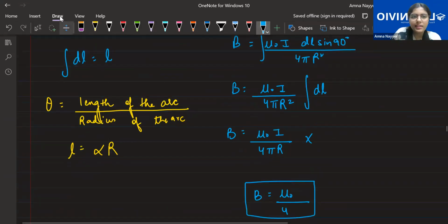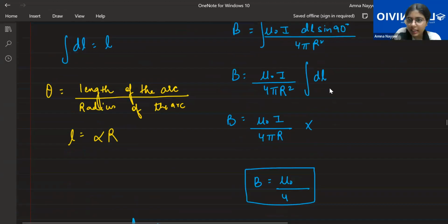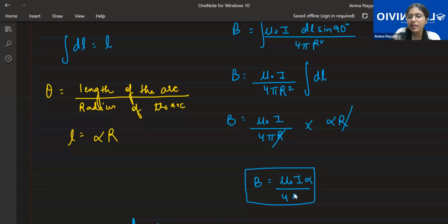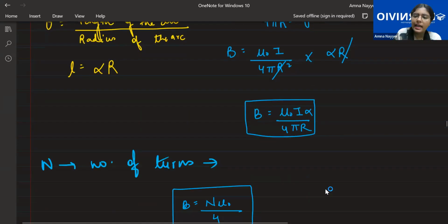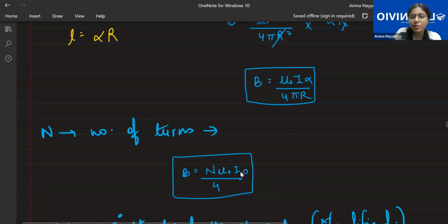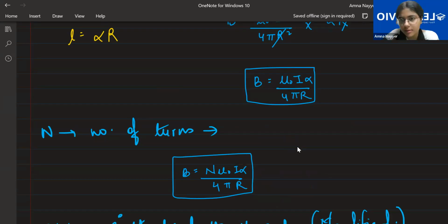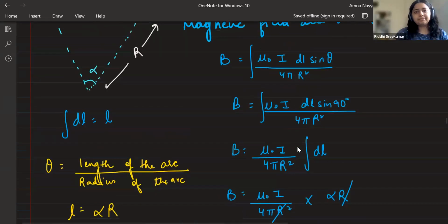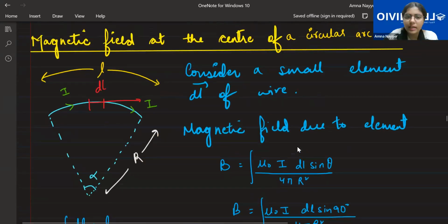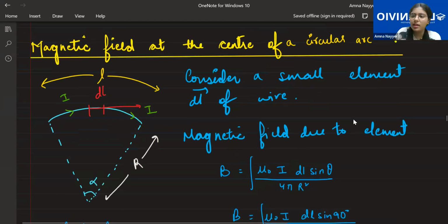Here we have alpha. So instead of the integral of dl, you will get alpha r this time. One radius will be cancelled. So you'll have mu naught I alpha by 4 pi. Okay. R square is there, one R is there. And n number of turns are there. So n times mu naught I alpha by 4 pi. Same rule, rest of the rules also. All right, now you write down this one for any circular arc. This is valid for any circular arc.